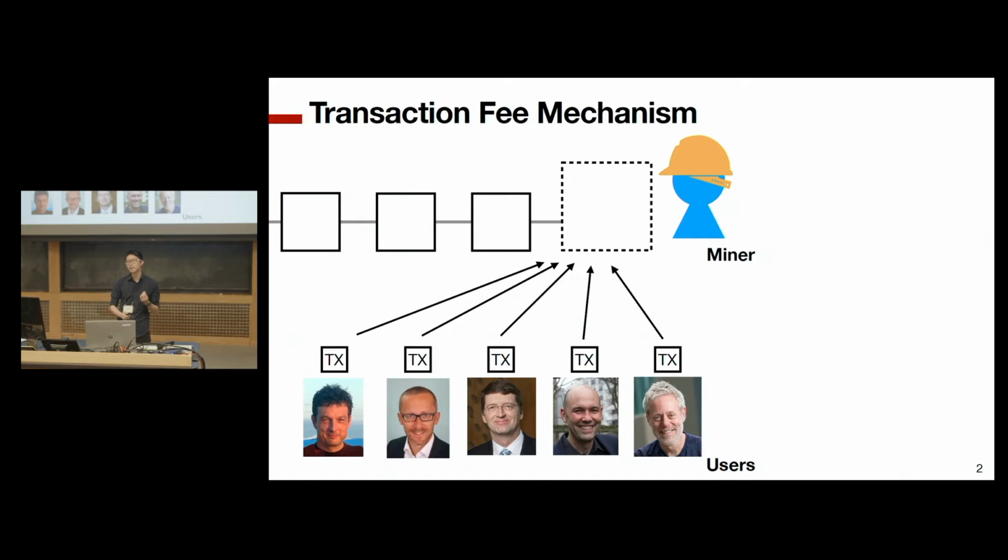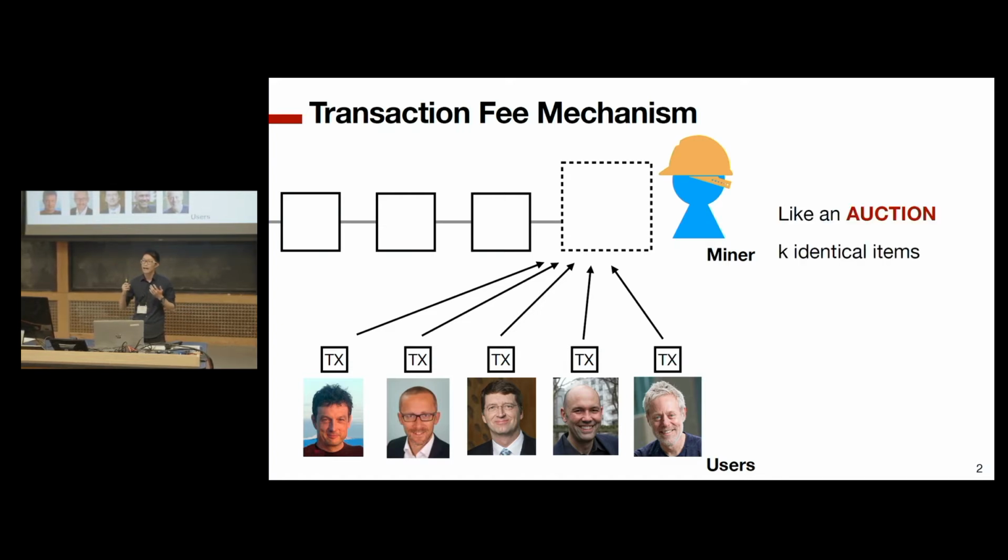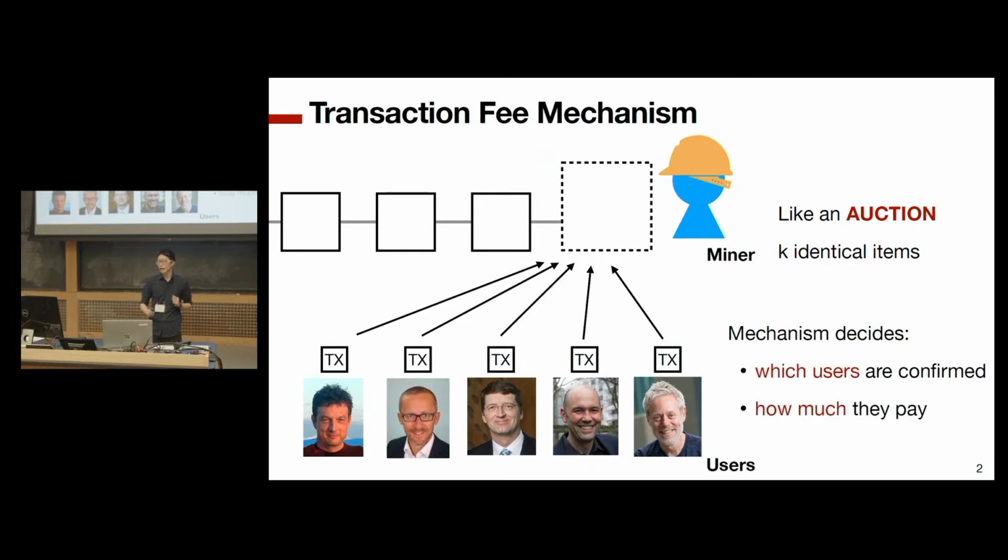This is really similar to the case where you only have a few items, but there are a lot of buyers. In this case, we can run an auction. In terms of blockchains, let's say K is the block size. That is, only K transactions can be included in one block. Then this is like an auction where we sell K identical items. Each transaction is associated with a bid, and the fee mechanism is going to decide which users are confirmed and how much they should pay. So this is the transaction fee mechanism.